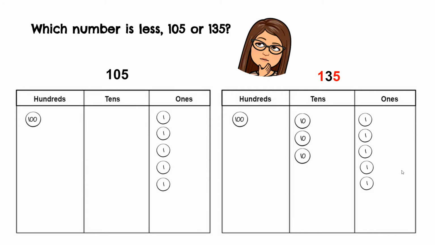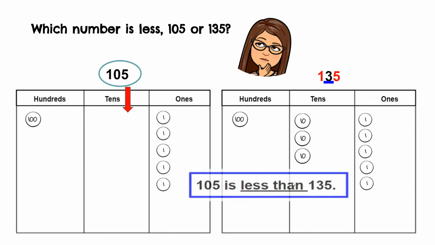What do you notice? Remember, we have to start comparing by looking at the hundreds, the largest unit. They both have 100, but 105 doesn't have any tens. And when we move on to 135, you could see that there are 3 tens, which is worth 30. 10, 20, 30.